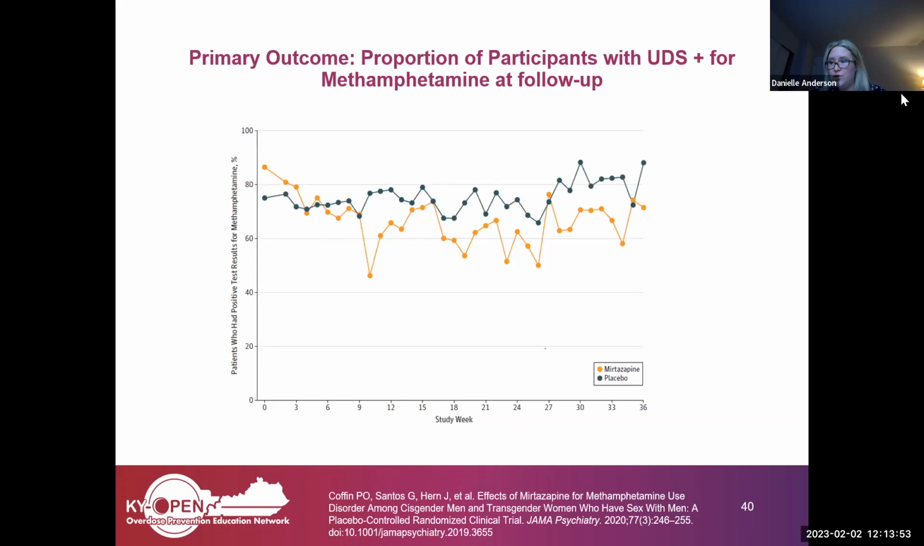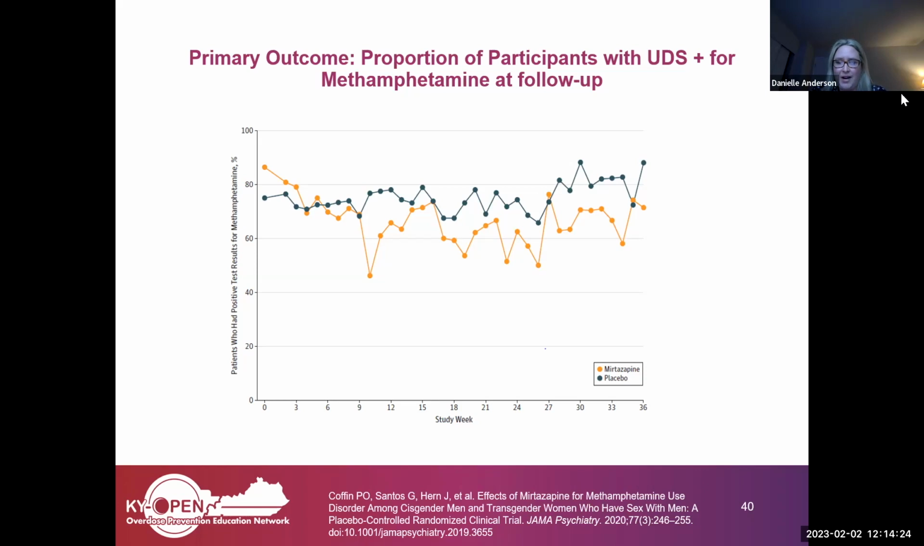And this graph shows the results. There was a significant reduction in the number of urine samples positive for methamphetamine at 24 weeks. You can see mirtazapine is the yellow line, and the placebo was the blue line. And this persisted until 36 weeks. So there was a reduction, but there was really no difference in abstinence between the groups.